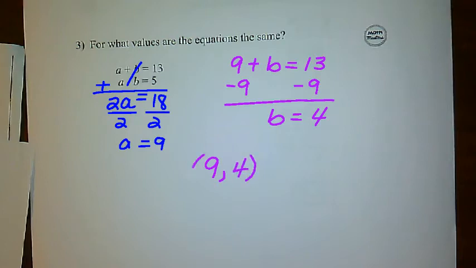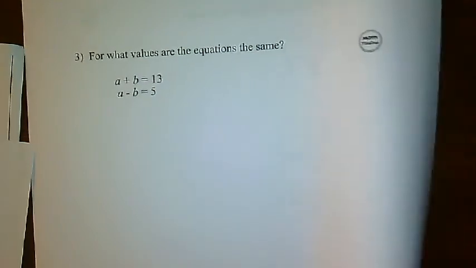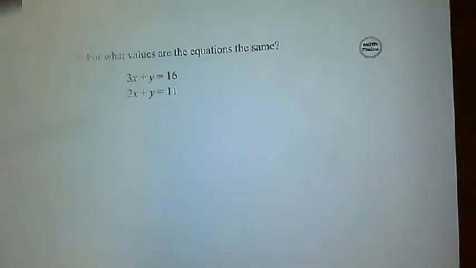Remember, when you don't have x, y, you always do it in alphabetical order. Always, always, always. They don't have to tell you to do that. Sometimes they do tell you to do that, but if they don't, just assume that it has to be in alphabetical order.